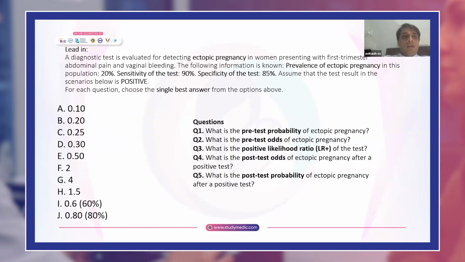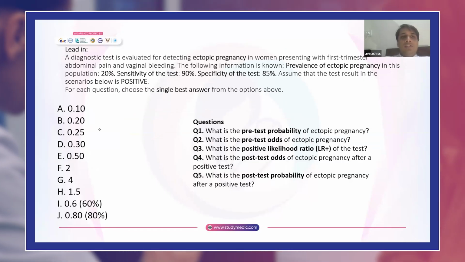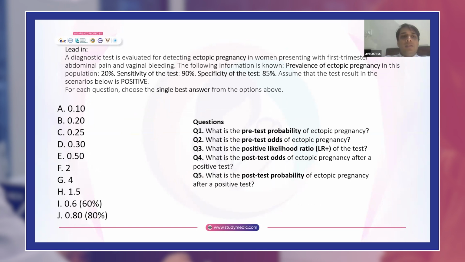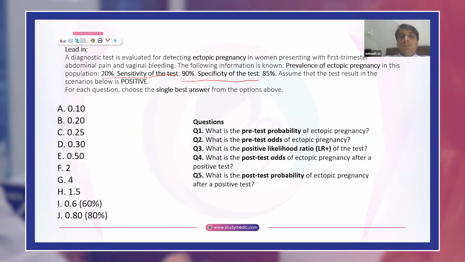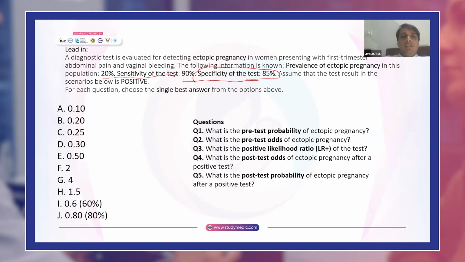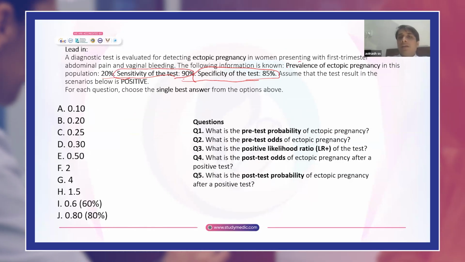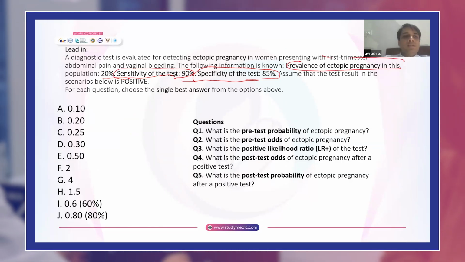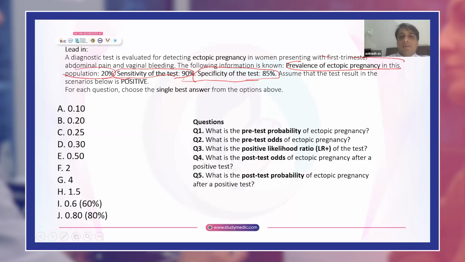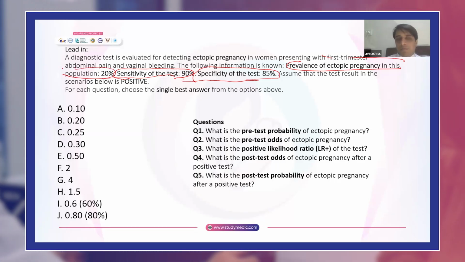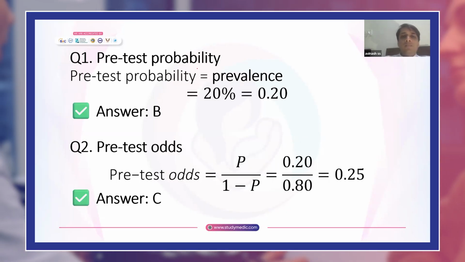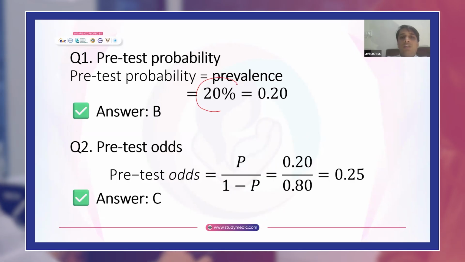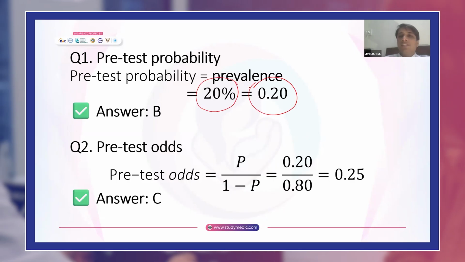Okay. Now here a formula is given. A diagnostic test is evaluated. Here, what they have given is the sensitivity of the test is 90%, specificity of the test is 85%, and prevalence of ectopic pregnancy is 20%. They are given this. What is the pre-test probability? They will ask. Pre-test probability is nothing but the prevalence. What prevalence are they given? 20%. 20% means 0.2 is the pre-test probability.